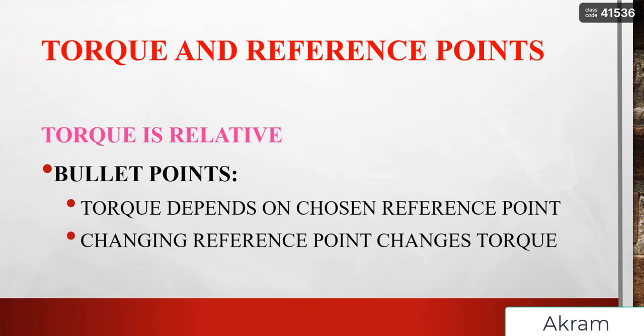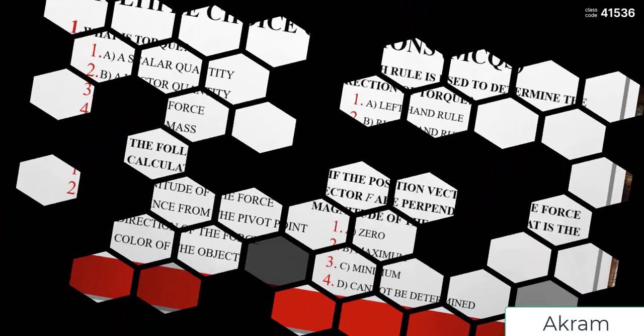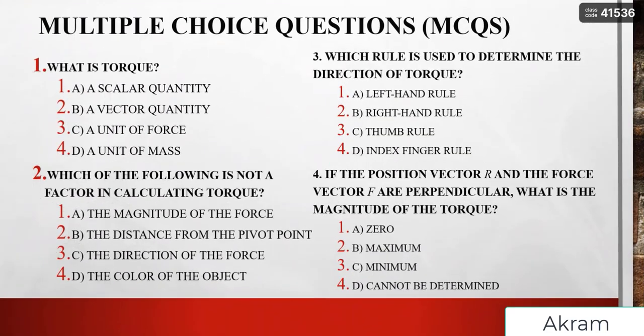Multiple choice questions, MCQs. 1. What is torque? A, a scalar quantity. B, a vector quantity. C, a unit of force. D, a unit of mass.